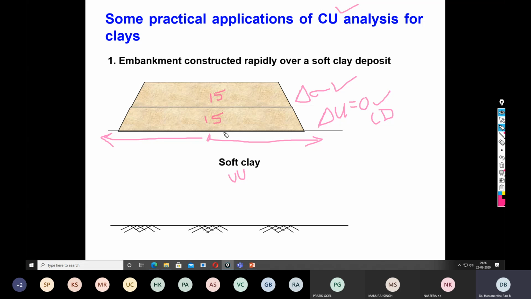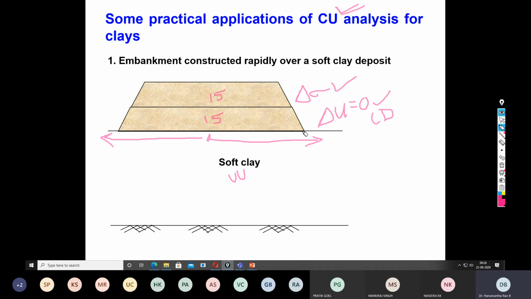Now say after 30 days, the delta sigma remains constant. That means this constant amount of the surcharge load is causing consolidation within the soft clay. This kind of consolidation typically falls under CU, consolidated undrained. So why undrained? Because the water is still dissipating. In the process of dissipation, the amount of pore water pressure gets decreased.